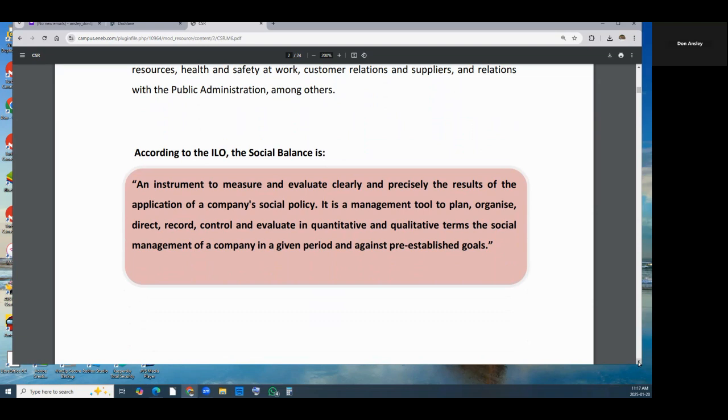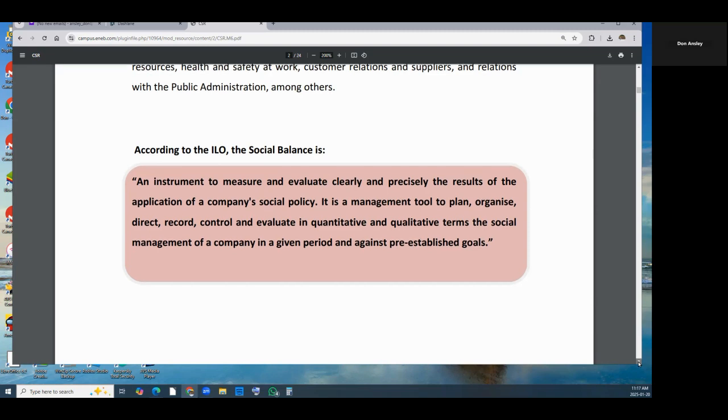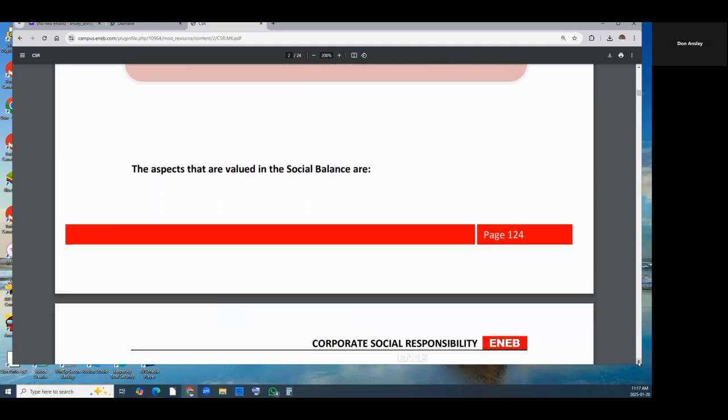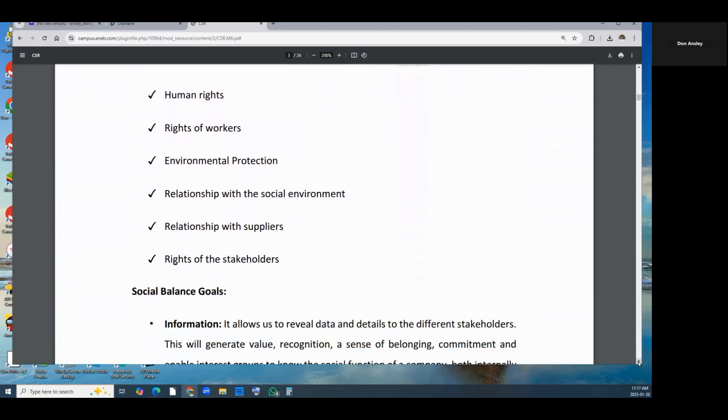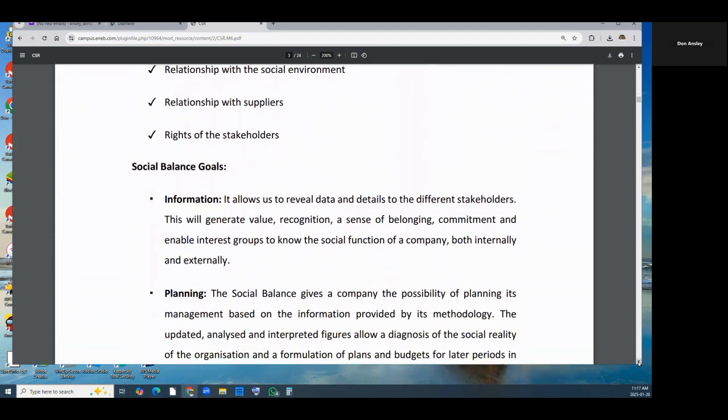It is a management tool to plan, organize, direct, record, control, and evaluate in quantitative and qualitative terms the social management of the company in a given period and against pre-established goals. The aspects that are valued in the social balance are human rights, rights of workers, environmental protection, relationship with the social environment, relationship with suppliers, rights of the stakeholder.